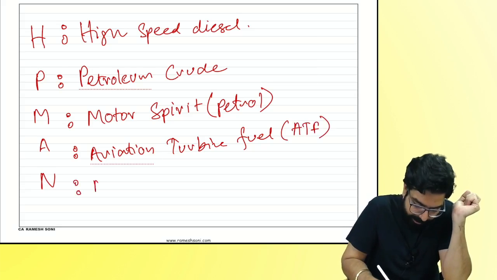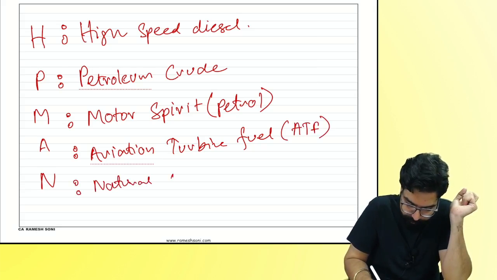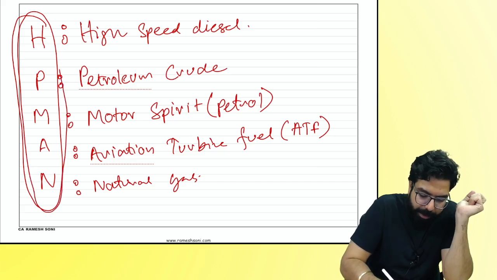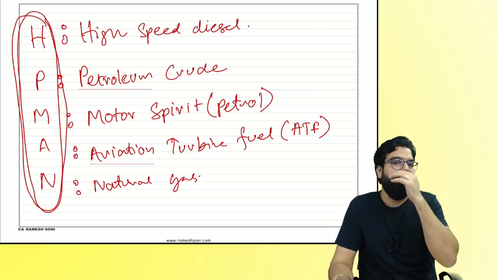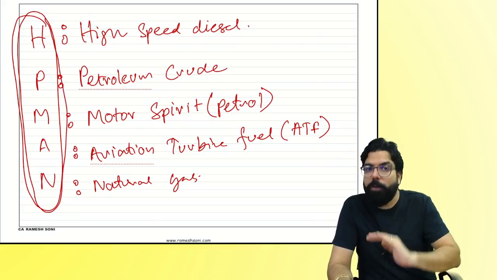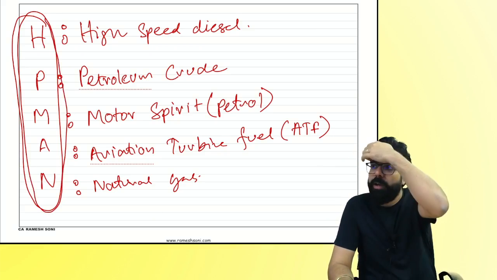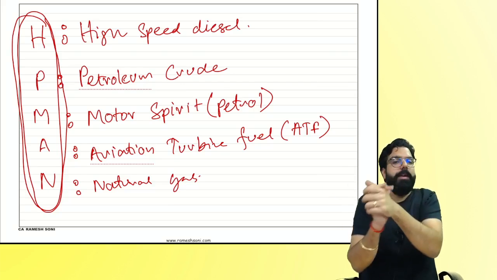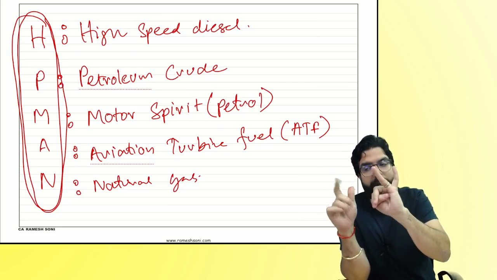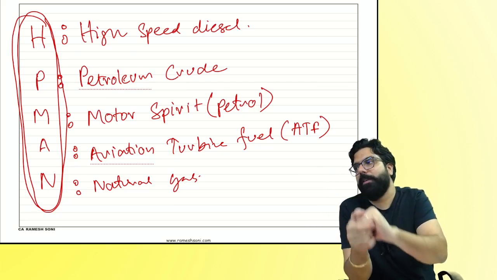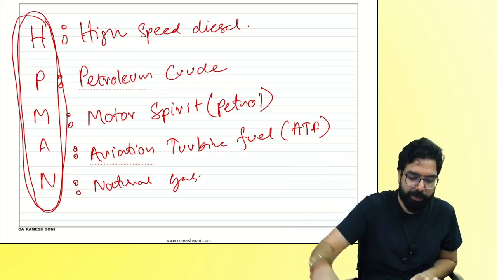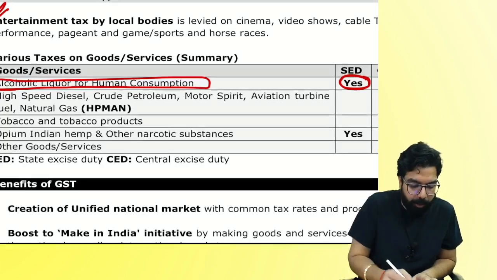And N is natural gas. Remember, these are 5 petroleum products. As of now, there is no GST. GST will come in future, but as of now, there is no GST. I'll talk more about it in future. Don't worry about it. What are the 5 petroleum products, everyone? HP MAN: high speed diesel, petroleum crude, motor spirit, aviation turbine fuel and natural gas. On these 5 items, as of now there is no GST, but GST will come in future. Okay? I'll talk about it a little more later.